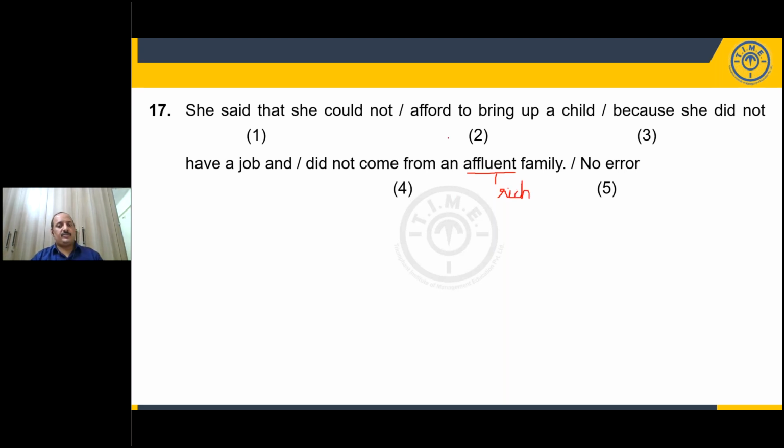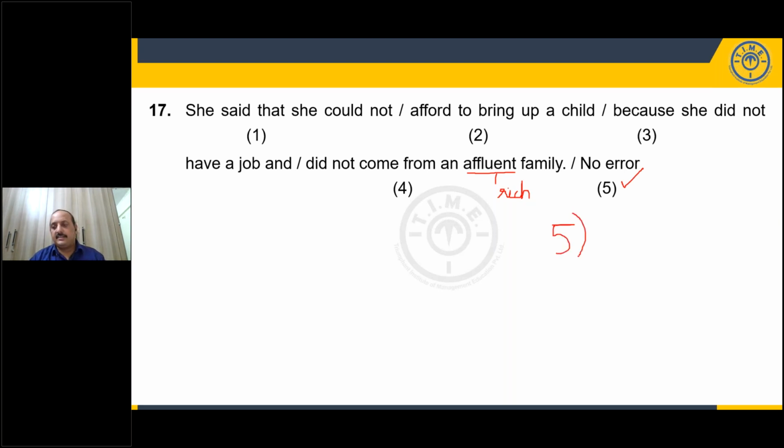Let's now check each option carefully. She said that she could not. Okay, now I'm talking about a past tense scenario. She said she could not. They are both okay. Effort to bring up a child. To bring up is to raise. So that's also all right. Because she did not have a job. Again, tense-wise, simple past is being maintained, and did not come from an affluent family. So the entire sentence seems to be fine. There's no problem. My answer is option number 5, no error.